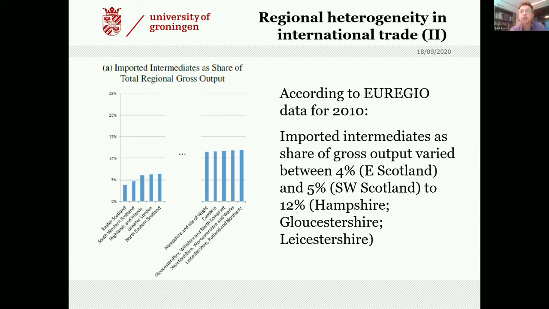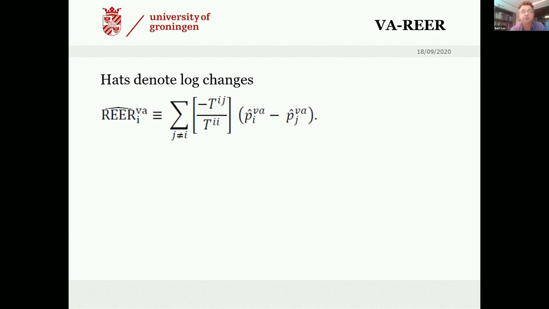And then we see again that there are differences. So for Eastern Scotland and for Southwestern Scotland, for example, the shares are very low. Only 4 or 5% is imported from other countries, whereas these shares are close to 12% for Hampshire, Gloucestershire, and Leicestershire, for example. So how do we define a value-added real effective exchange rate?